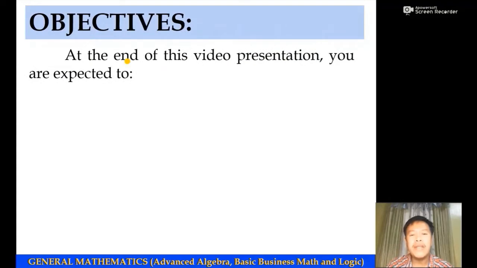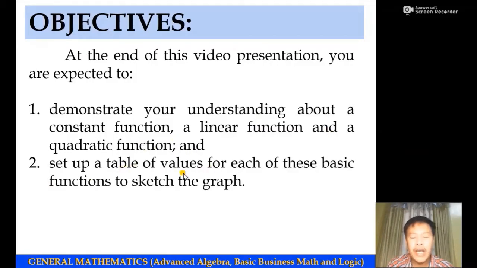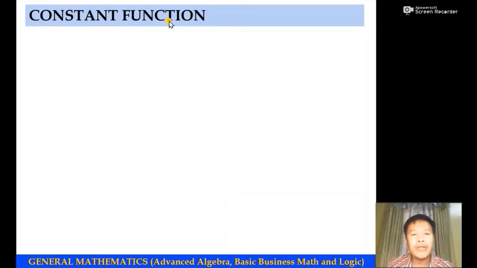At the end of this video presentation, you are expected to demonstrate your understanding about a constant function, a linear function, and a quadratic function, and set up a table of values for each of these basic functions in order to sketch the graph. We are now talking about constant function. But prior to that, I am going to explain first the meaning of constant. Constant is a number that has already a fixed value.